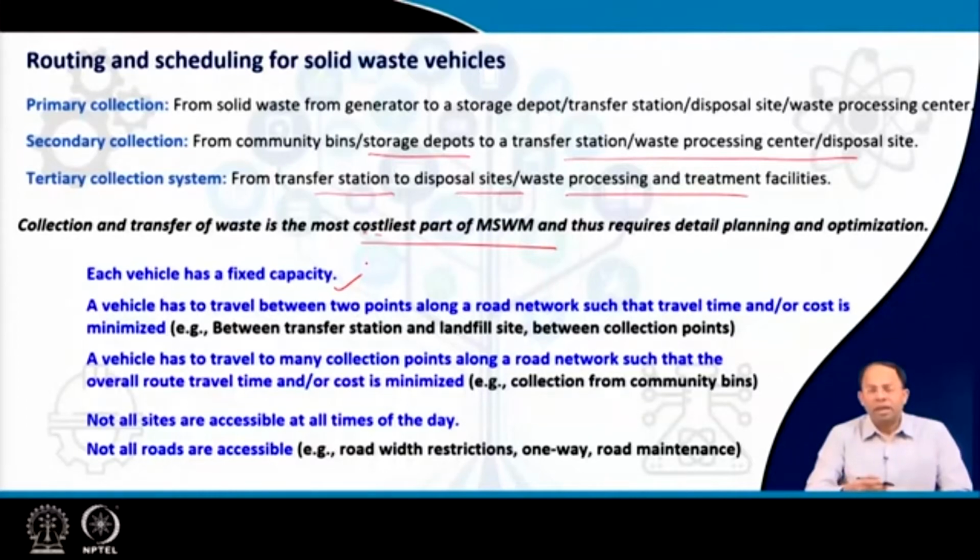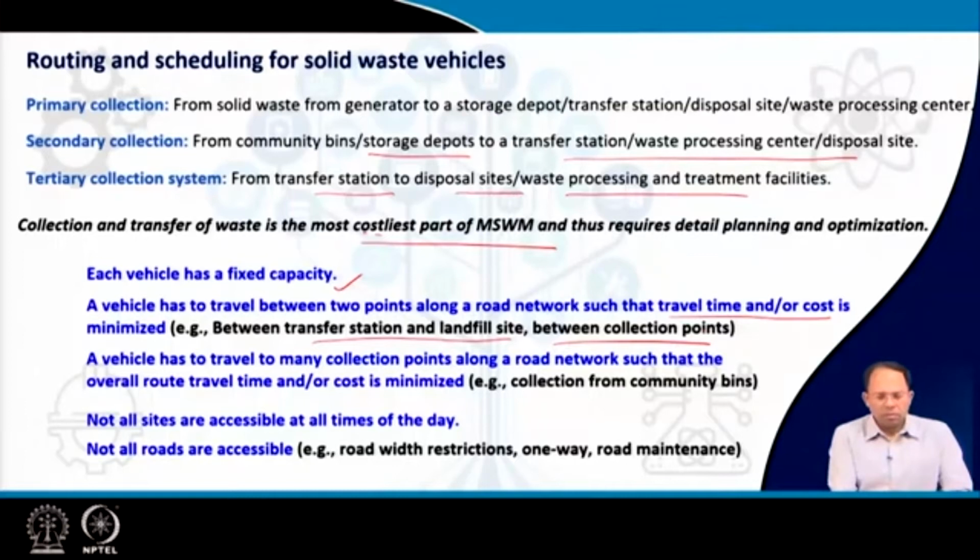And in the case of a large city, because it involves a lot of roads and intersections, the vehicle has to travel along those links and intersections. So when it travels between 2 points in a road network, we have to make sure that the total travel time or the cost is minimized. It could be the fuel cost or the distance, as per the distance the vehicle will consume fuel. So we have to make sure that it doesn't travel extra. So we have to find the shortest path or the smallest route from the first point to the second point. For example, it could be between transfer station and landfill site, or even between the collection points.